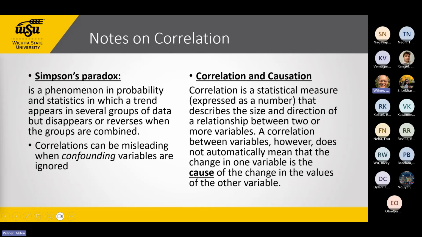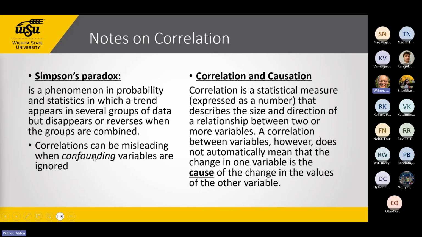It is a phenomenon in probability and statistics in which a trend appears in several groups, but disappears or reverses when the groups are combined. So again, we saw that with outliers. If we put them all together, we see outliers. If we take them apart, those outliers are no longer outliers. We do still see outliers, just only in a different species, right? Correlations between the data, if we have things that are strongly correlated, this can cause Simpson's paradox to appear, right?